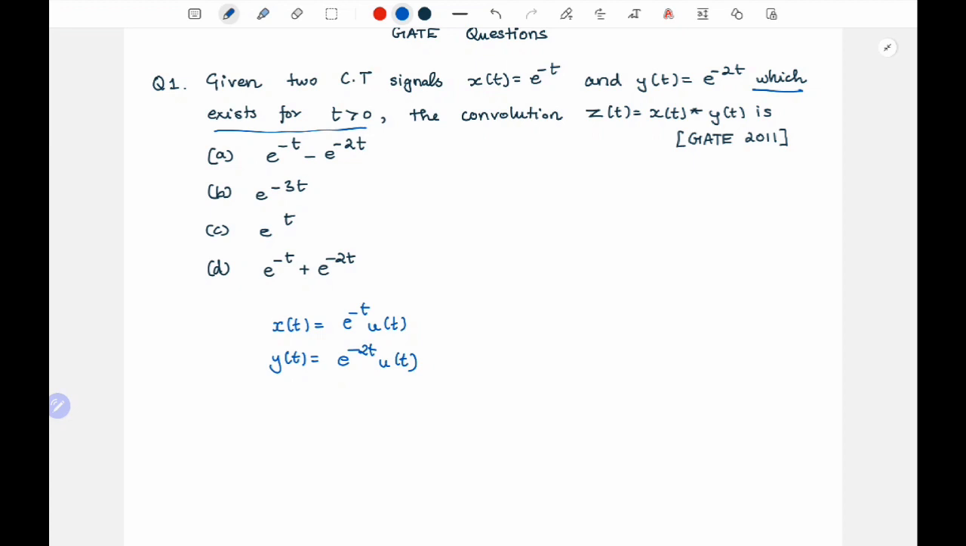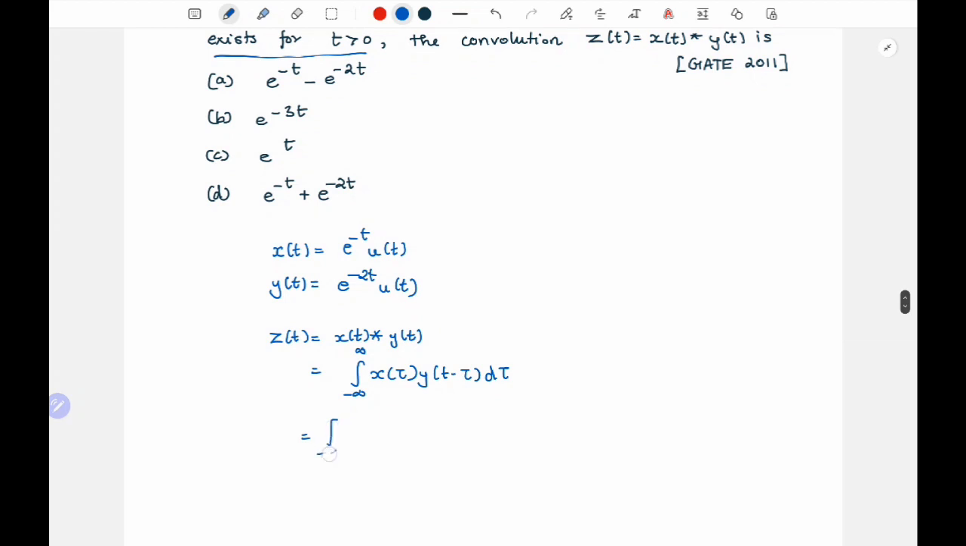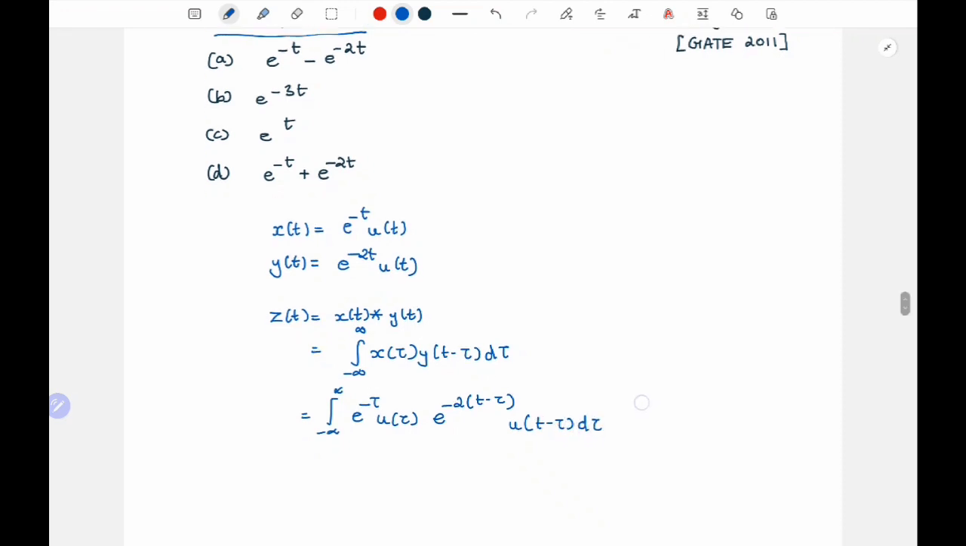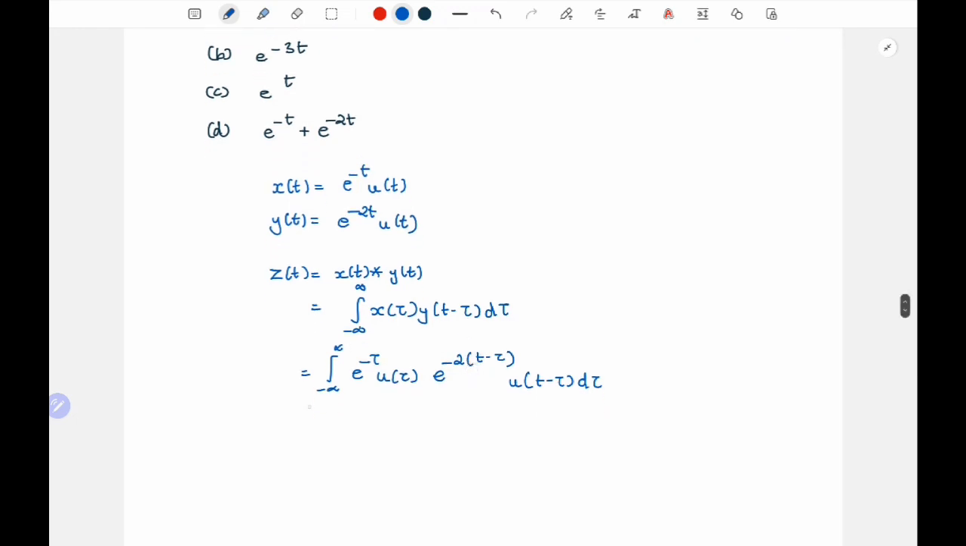We already saw many times how to convolve it graphically. Now we'll see how to do it mathematically using the formulas. So z of t is equal to x of t convolved with y of t, which is nothing but the integral from minus infinity to infinity of x of tau y of t minus tau d tau. And x of tau is e power minus tau u of tau, and y of t minus tau is e power minus 2 into t minus tau u of t minus tau d tau. So this u of tau term reduces the integral limits to 0 to infinity, because it is going to be 0 for tau less than 0.